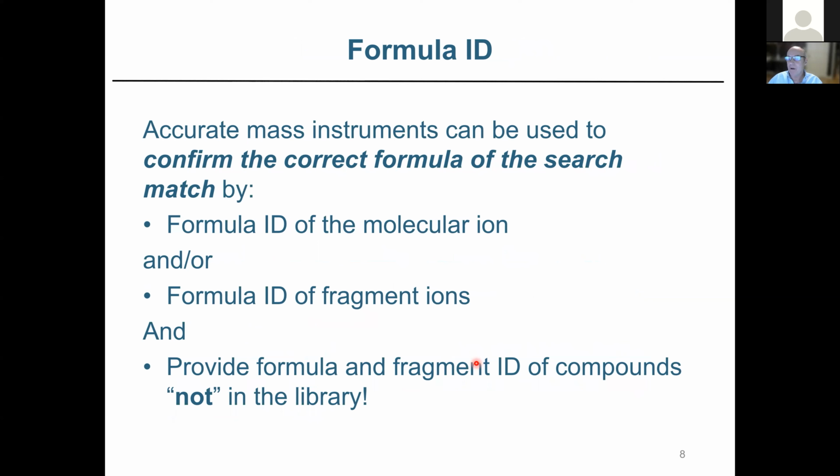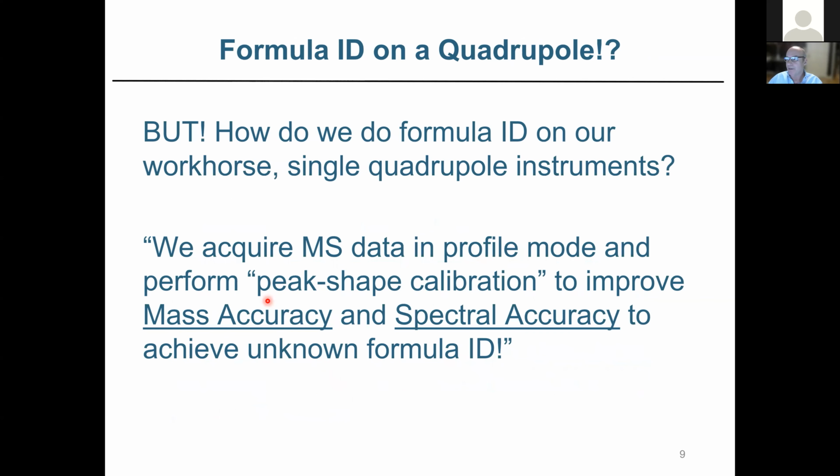Formula ID. Now, obviously, if you have an accurate mass instrument, you can get formula identification to help you confirm the NIST matches. And again, as I said, you can do the formula ID for the molecular ion and for fragment ions, and it's helpful to get information for compounds that are not in the NIST, not in a library. But of course, most people don't have high resolution GC instruments. So what we'd really like to do is get that information from our workhorse single quad GCMS instruments.